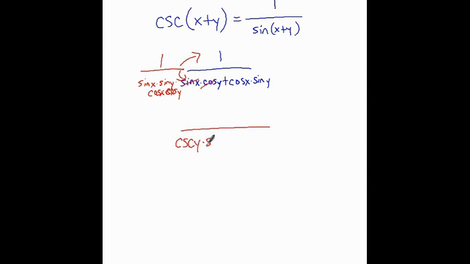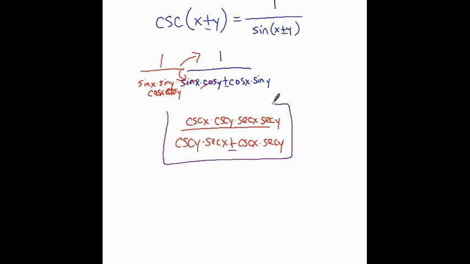cosecant y times secant x, and then it doesn't take much to imagine that we'll be left with cosecant x times secant y. And of course, when we do that to the numerator, we end up with the exact same numerator that we did in the secant video. So, of course, if we wanted the subtraction identity, we just go ahead and change everything, and we are done.